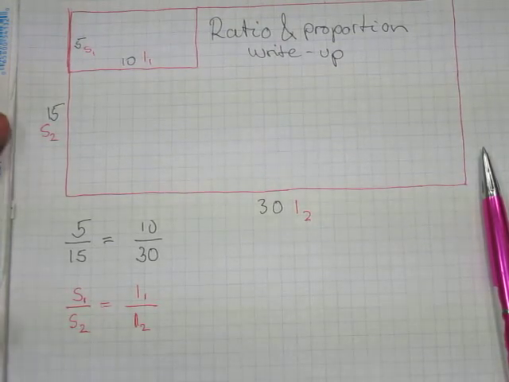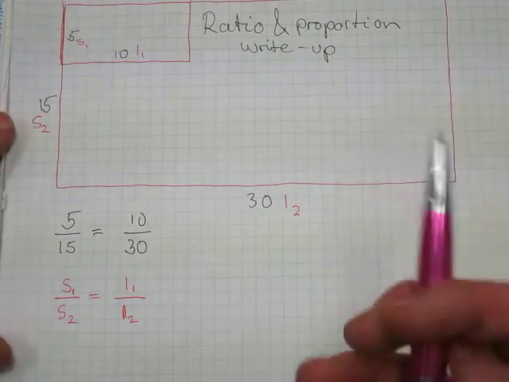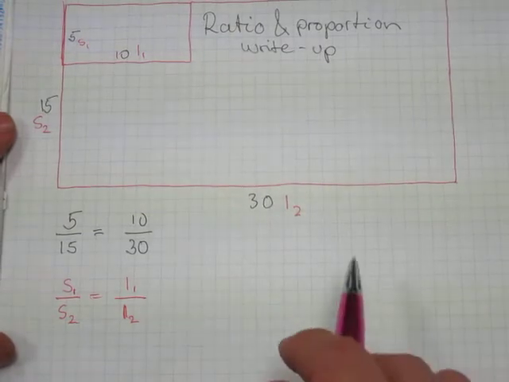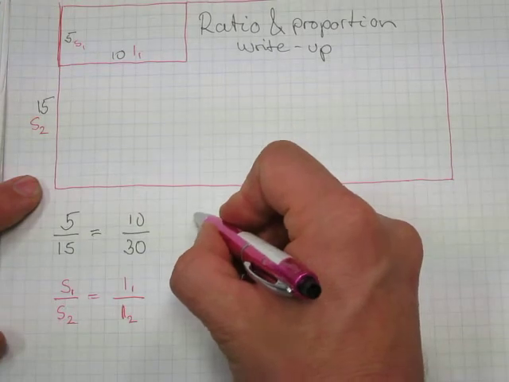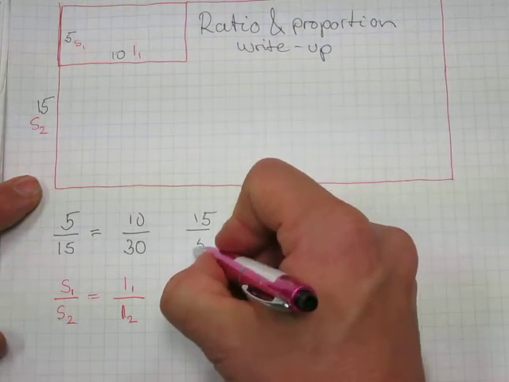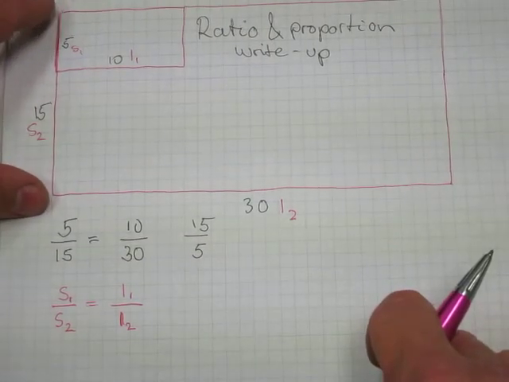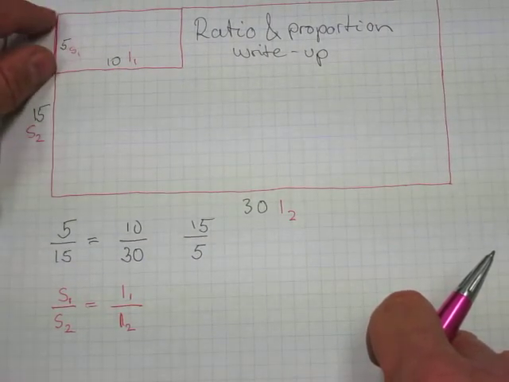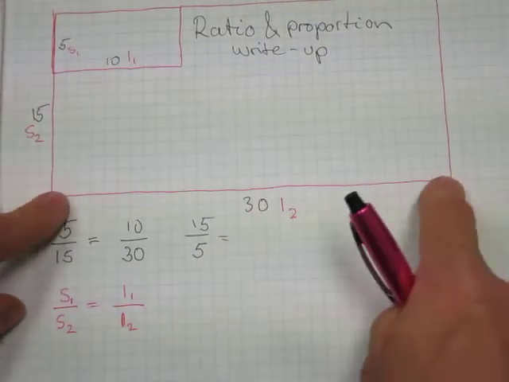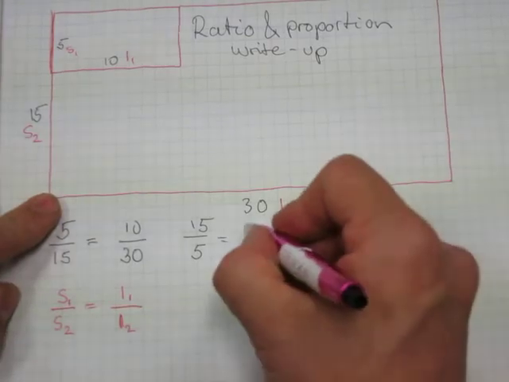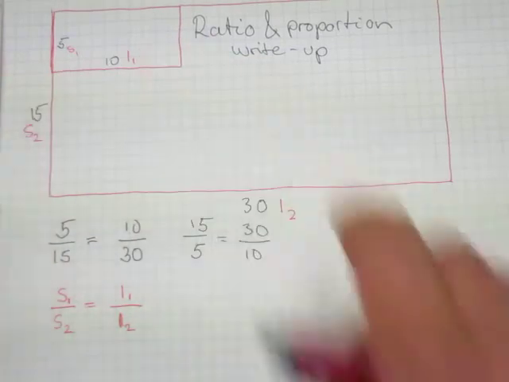Another way to write this one is, like I said, it is possible to do a vertical flip. The 15 is also proportionate to the 5. The short side on the big square is also proportionate to the short side on the small square, just as the long side on the big square is proportionate to the long side on the small square.